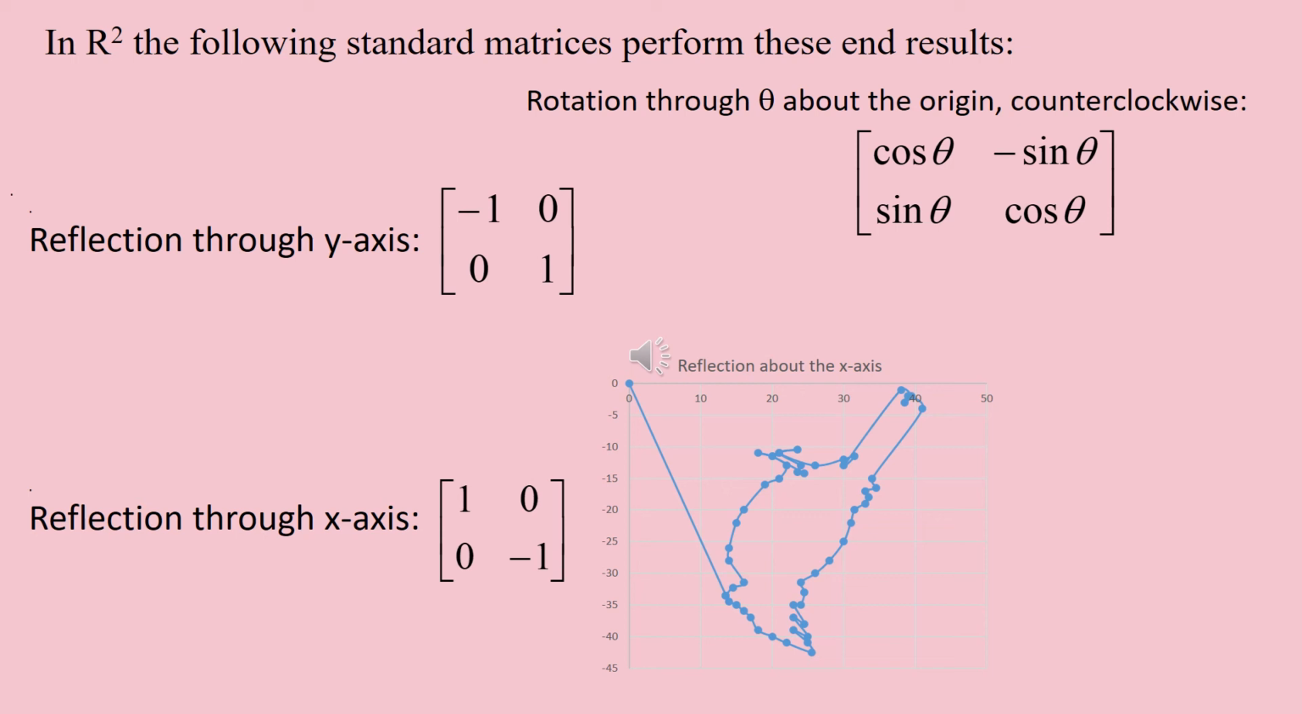A reflection through or about the y-axis is given by first column negative 1, 0, second column 0, 1. So it will reflect across the y-axis, so it'll flip it sideways. We already looked at a reflection about or through the x-axis where we flip the image upside down. That was given by first column 1, 0, second column 0, negative 1.